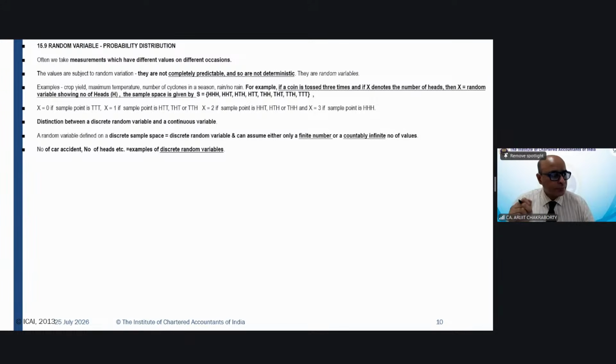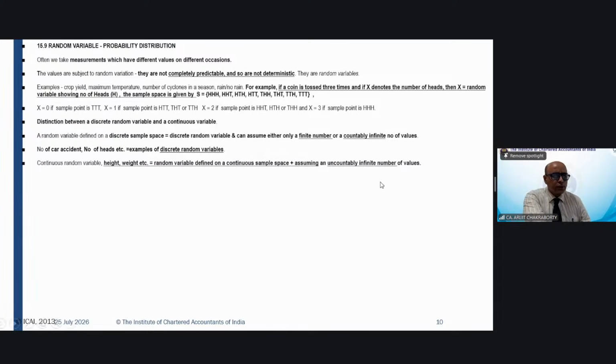It cannot be negative. Similarly, the number of car accidents can only be a non-negative integer. Of course, it can be 0, no accidents on a particular day, but it cannot assume a negative value. You cannot have -3 accidents. Similarly, you cannot have a fractional number of car accidents. I cannot say that today the number of car crashes is 50 and 3/4. It has to be a whole number. So number of car accidents and number of heads are examples of discrete variables. Discrete means specific values.